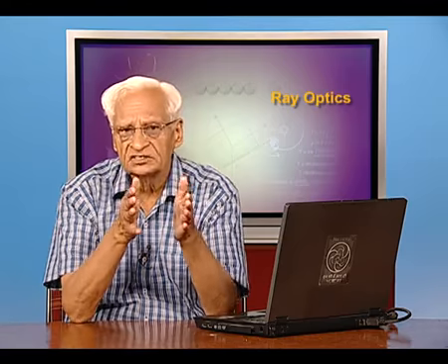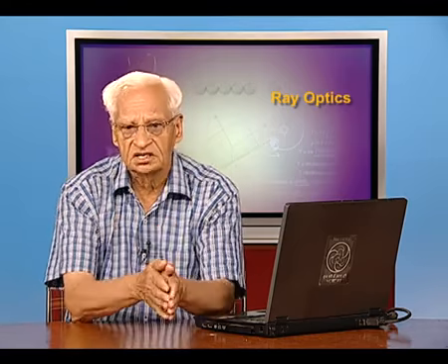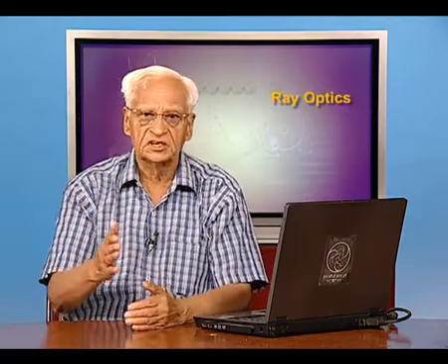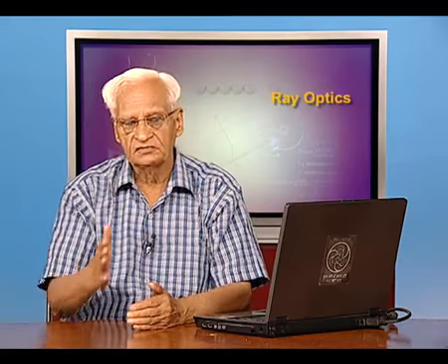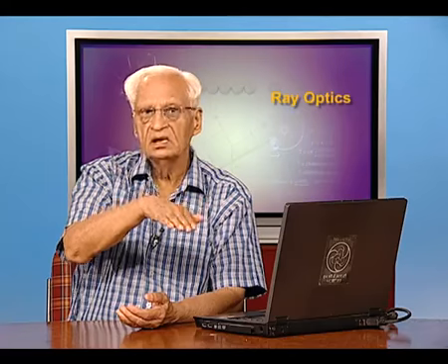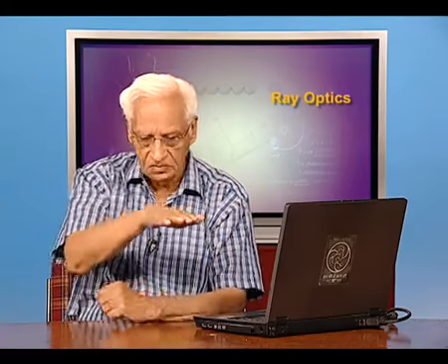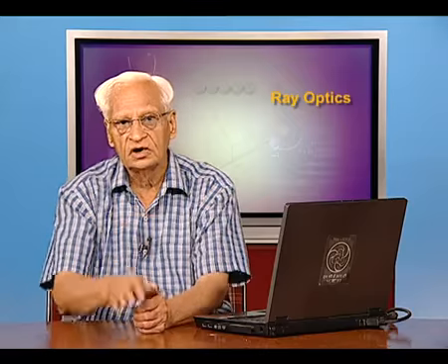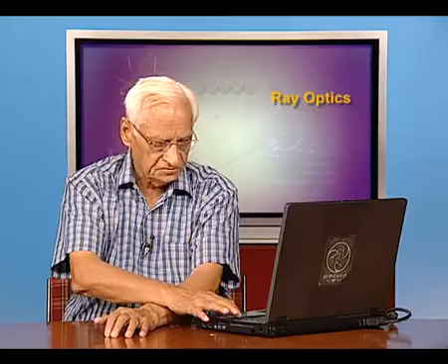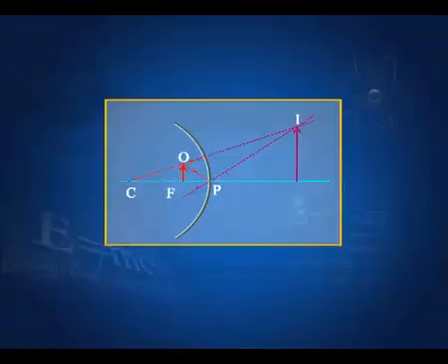You remember the convention, we are using Cartesian convention. The light comes from the left and all distances measured to the left are positive, all distances measured to the right are negative, all distances measured upward from the axis are positive, all distances measured downward from the axis of the mirror are negative. So, this is the convention that we are using, and this is the formation of image when the distance of the object from the mirror is less than that of the focal length.